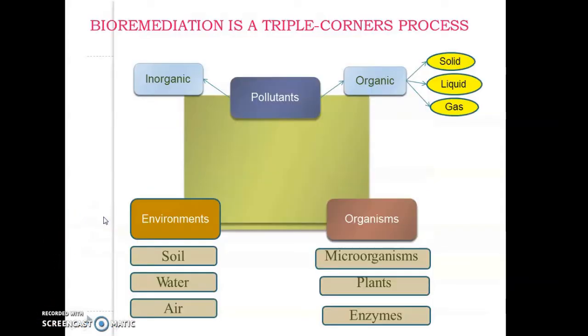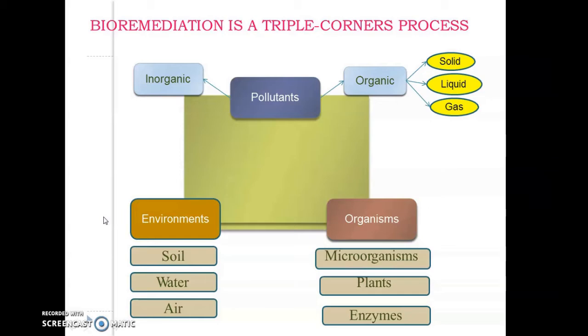So bioremediation is a triple-corner process, that is, the pollutant, the environment and the organism. These three are the major factors regulating the bioremediation process. Coming to pollutants, they may be inorganic or organic. They may be solid, liquid or gas. The bioremediation process can take place in soil, water or air. So the major environments where bioremediation takes place are soil, water and air.